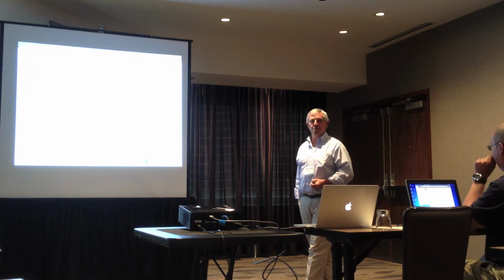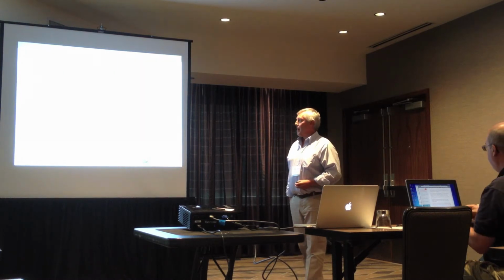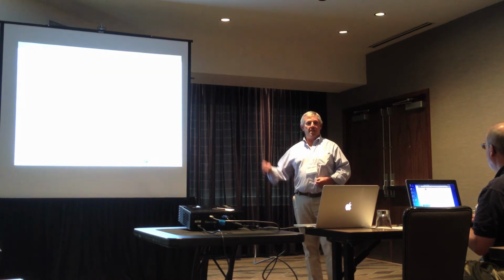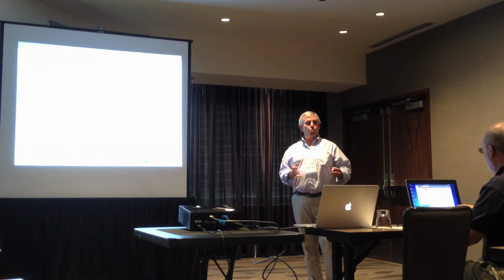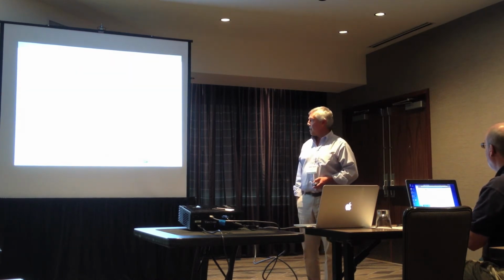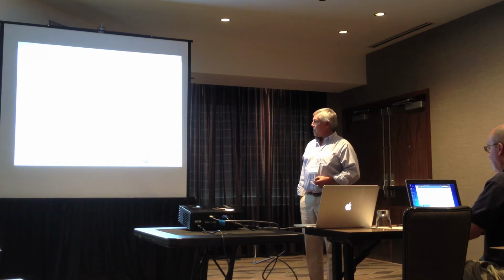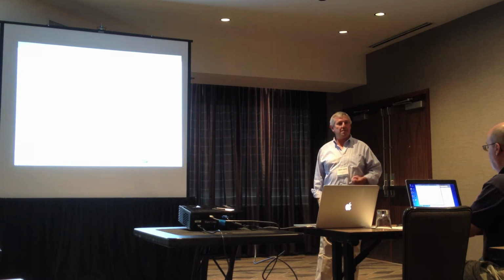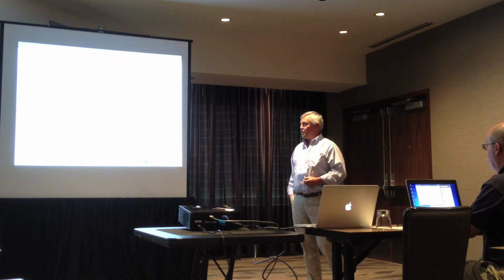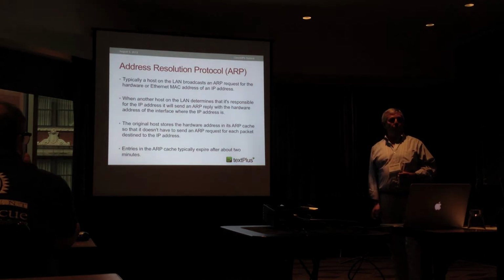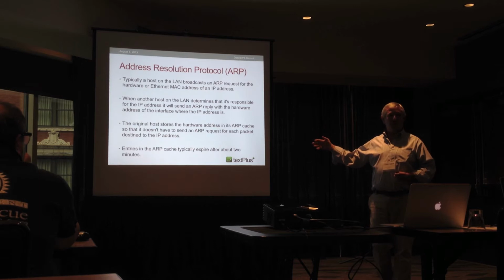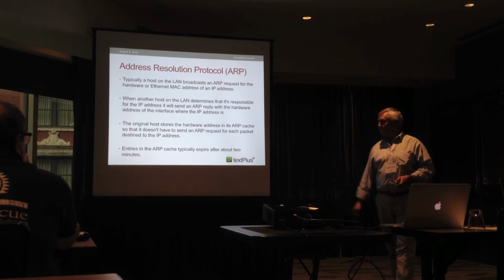This is layer 2 kind of stuff. So the MAC address is returned associated with that IP address. The originating host stores that in its ARP table, so it knows where to send the packet physically on the LAN. The entries in the ARP cache typically expire after about 2 minutes or so. Again, it's configurable. And then the next packet that comes in for the VIP, the host out there knows the physical address to reach the VIP.